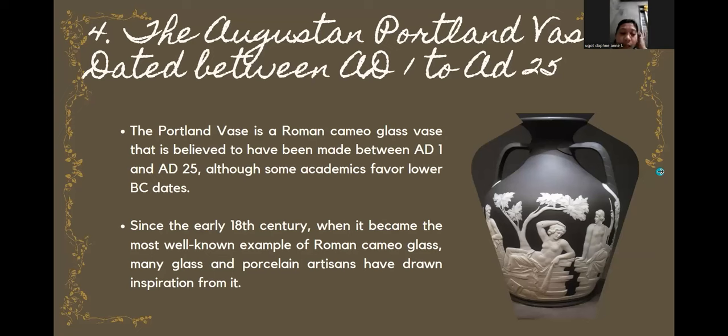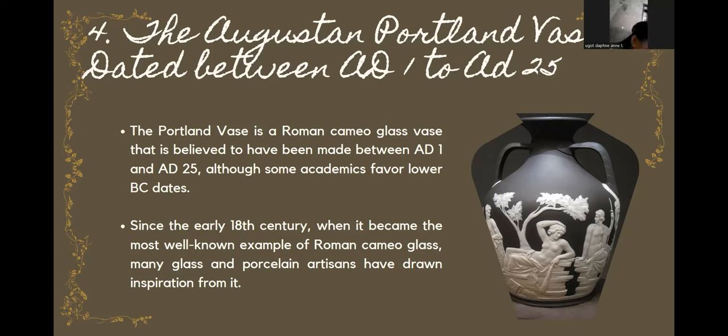So the next slide, part 28, the Augustan Portland Vase, dated between 5 BC and AD 25. The Portland Vase is a Roman cameo glass vase. This is believed to have been made between 5 BC and AD 25, although some academics favor lower BC dates. Since the early 18th century, when it became the most well-known example of Roman cameo glass, many glass and porcelain artisans have drawn inspiration from it.